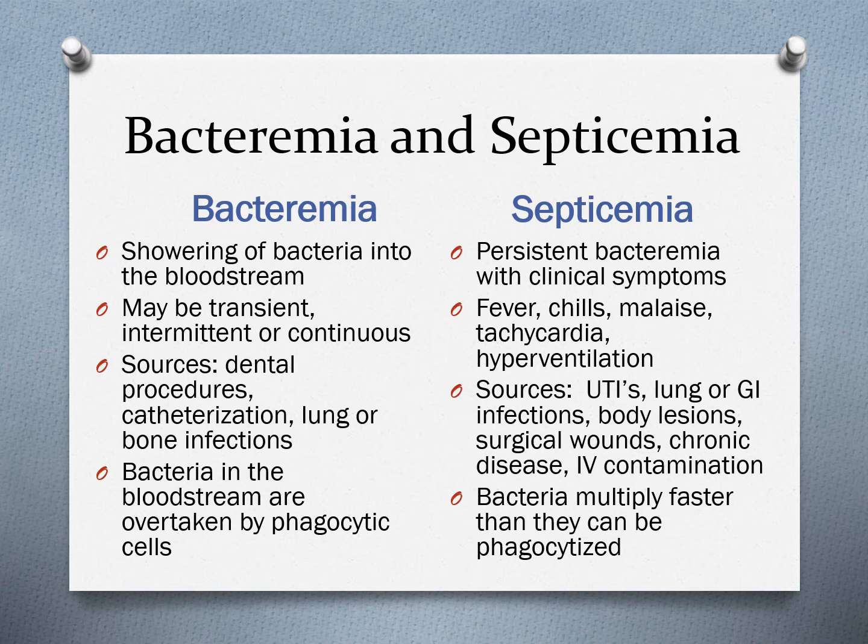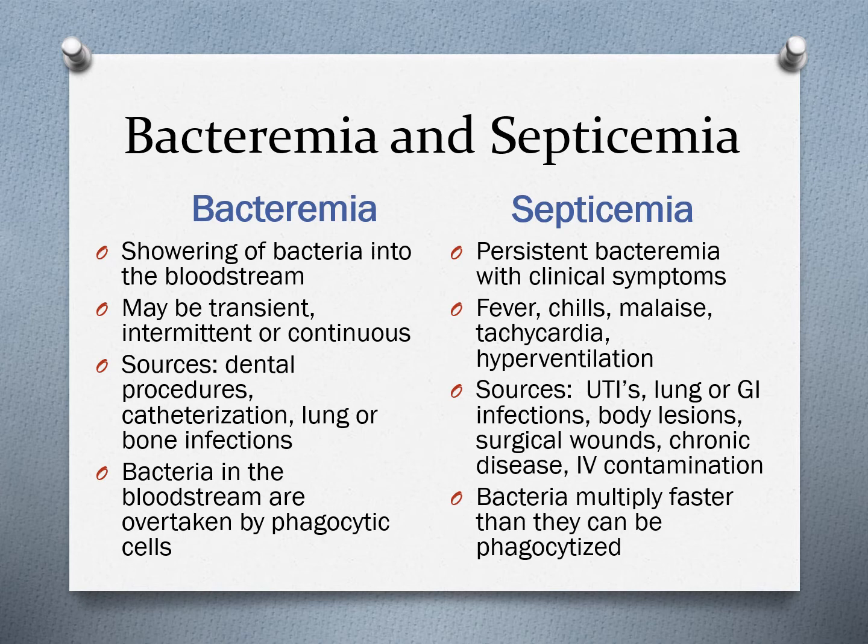If the bacterial multiplication exceeds the body's capacity to remove them, then septicemia develops. So septicemia is basically bacteremia with severe presentation and toxins noted. Persistent bacteremia has clinical symptoms, and those symptoms are fever, chills, malaise, tachycardia, which is fast or rapid heartbeat, and hyperventilation. Some sources for people to become septic would be urinary tract infections that become septic, lung and gastrointestinal infections, body lesions, surgical wounds, chronic disease, and IV contamination. Those are all sources of septicemia.